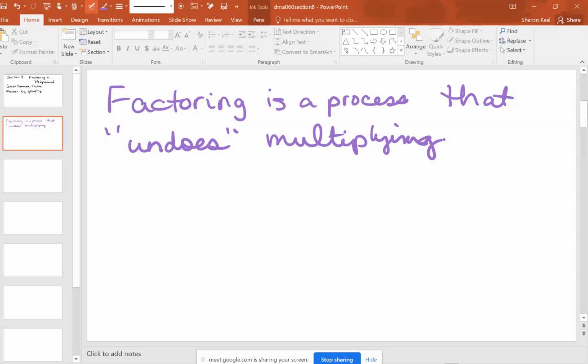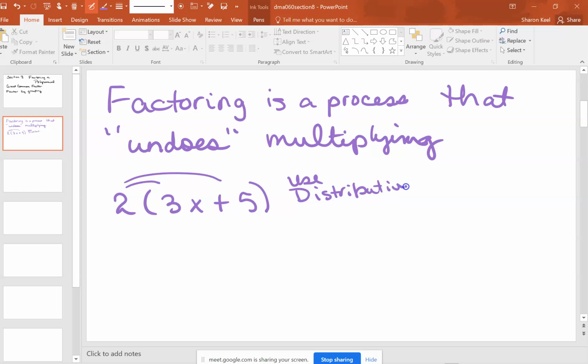Let me give you an example. If we were to have had, let's say, 2 times 3x plus 5. If you had been given this back in your DMA 060, you would have used the distributive property to multiply. So 2 times 3x would give us 6x, and 2 times 5 would give us a plus 10.